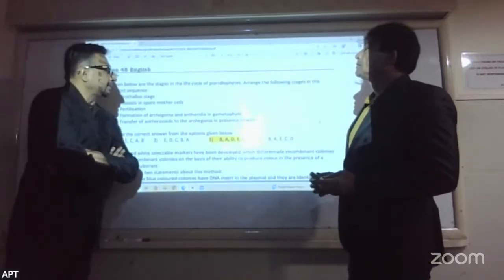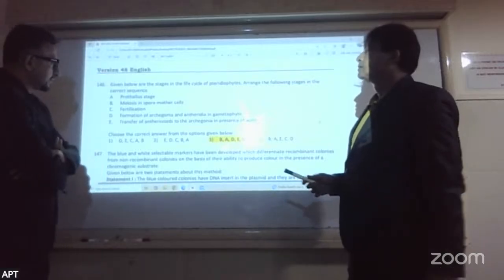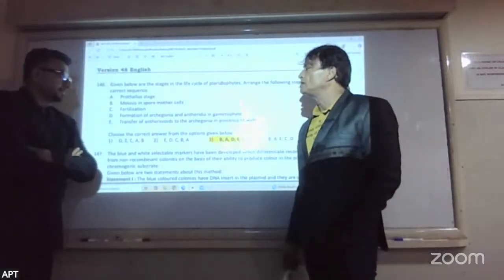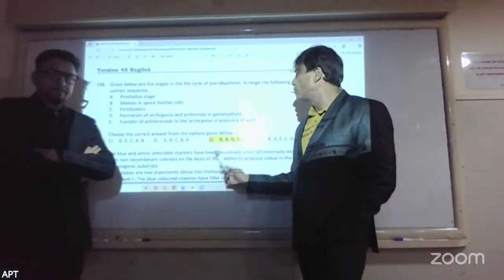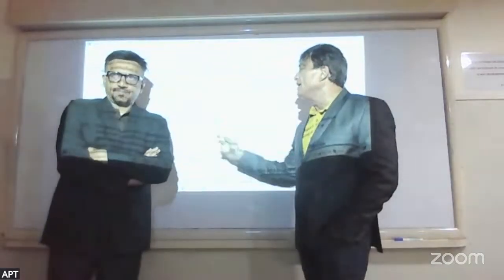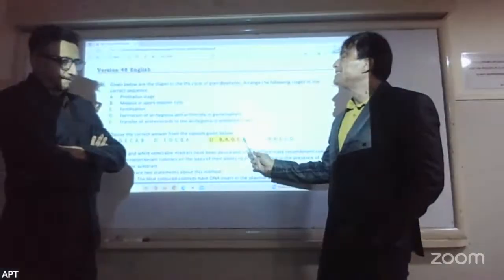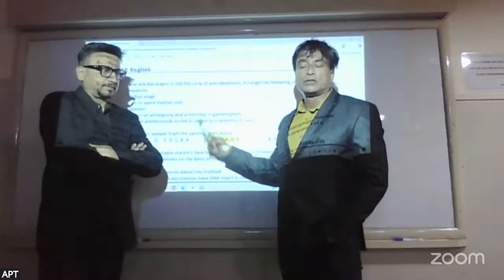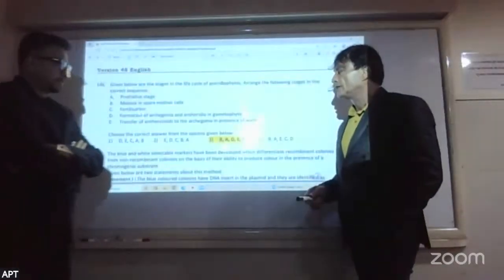Given below are the stages in the life cycle of pteridophytes. Arrange the following stages in the correct sequence. If you see, the meiosis in spore mother cell will happen first, followed by A, prothallus will grow out of it. B, formation of antheridia and archegonia, and E, the release of antherozoids and archegonia, presence of water. C, fertilization. So this is the order in which the events will occur in the life cycle of pteridophytes. Can we go ahead?